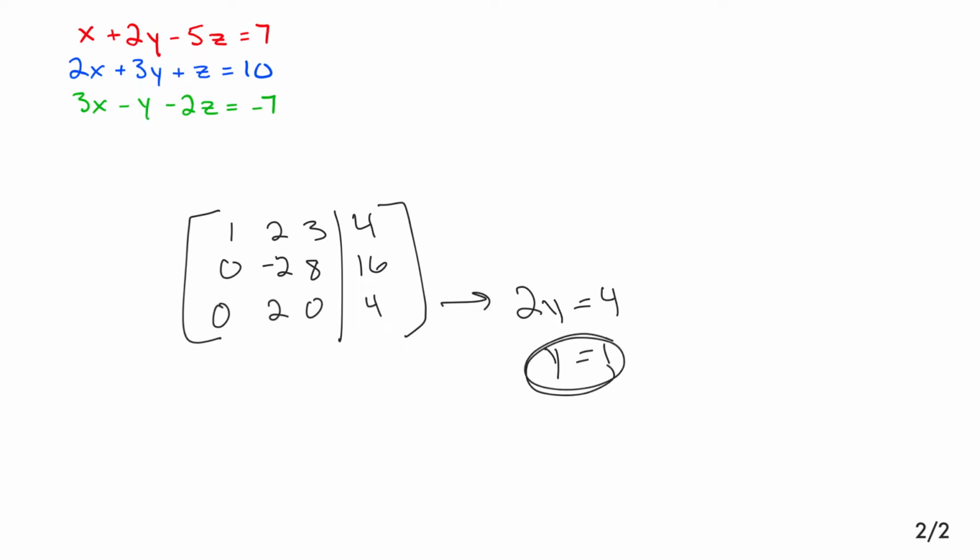Once I know y, I can use the other row that has a single 0. There's 0x, but -2 times my y, which I just found in my random example, is equal to -2, plus 8 times z is equal to 16. I could then solve for z. Once I know z, I can find x and plug it into this equation.